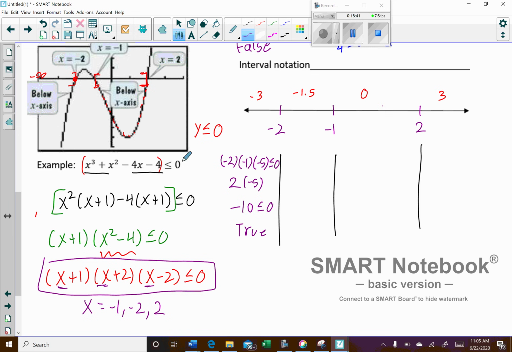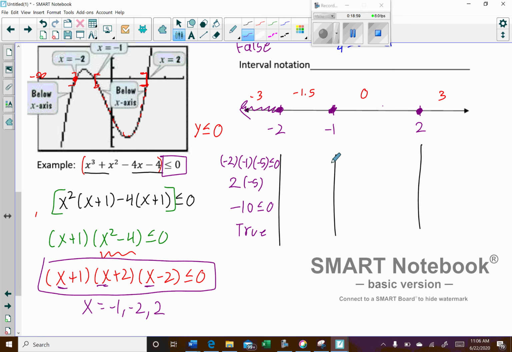And then once again, because we have the less than or equal to part, that means we are going to include all the x-intercepts. So if you want to, you can go ahead and put a closed circle on all those to indicate that those points will be included.